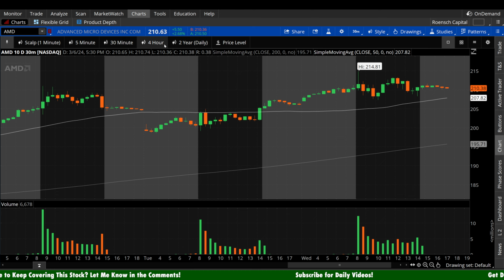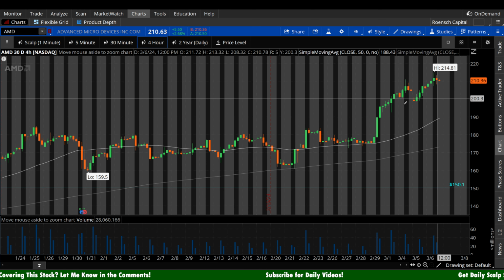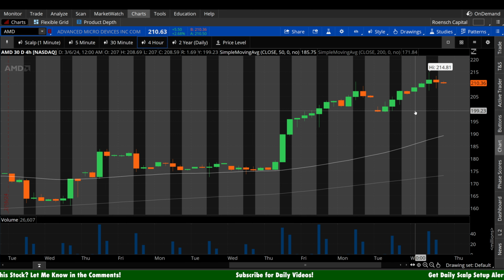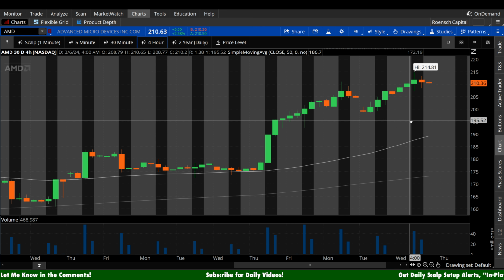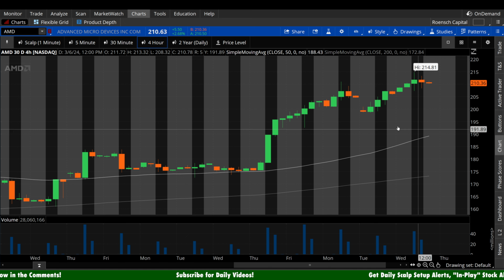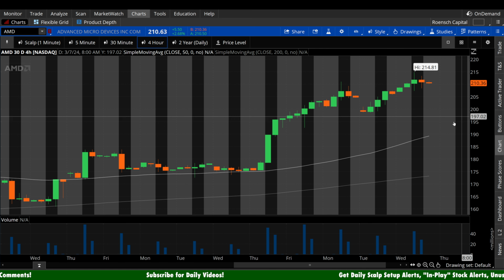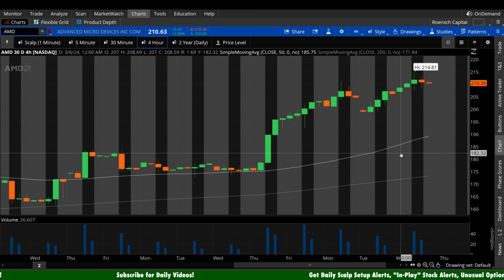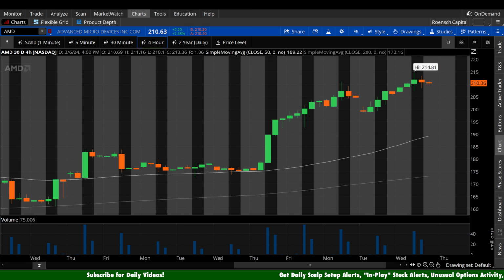Now let's take a look at the 4-hour chart. AMD has been on quite the move. Of course, we hit an all-time high here today, which we'll get to on the daily chart. But when you make a move like this, and then you start going to the 4-hour and the daily, these moving averages are going to take their time. It's a longer-term time frame. So we're looking at this and we're like, well, it's 20 points away, that 50 period, right? So we don't have to pay attention to it.